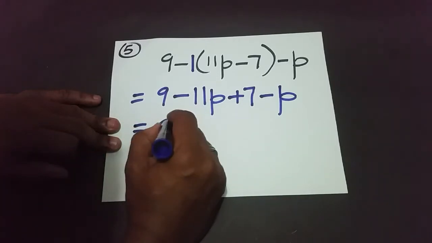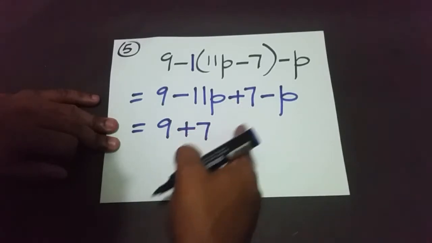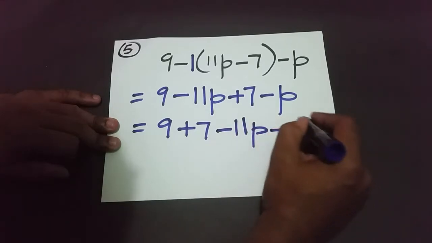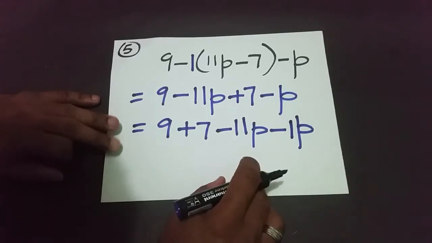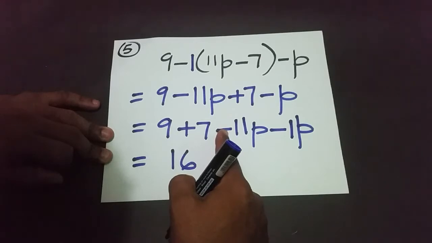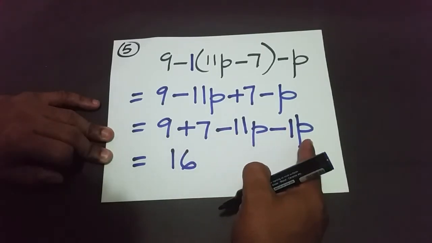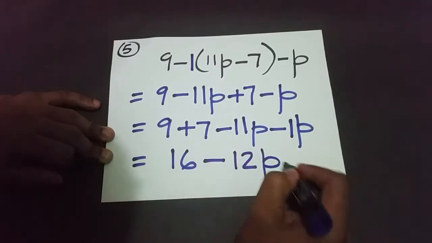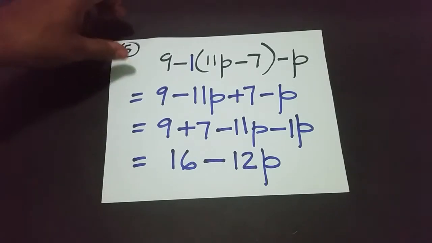Now we group the like terms. Positive 9 plus 7. Remember, when you move terms, the sign goes with it. So it comes here. Minus 11p. And minus p. And remember, minus p is the same as minus 1p. That's fine. So 9 plus 7 is simply 16. And if you owe 11 pineapples and you owe another 1 pineapple, that means in all you owe 12 pineapples. All right, let's take a look now at question 6.